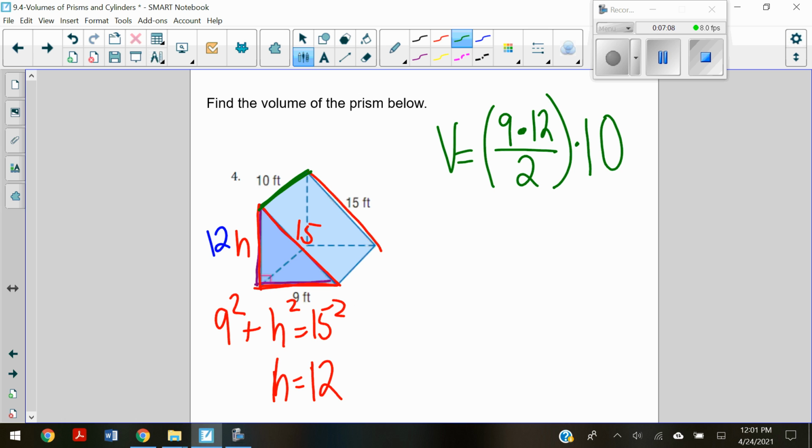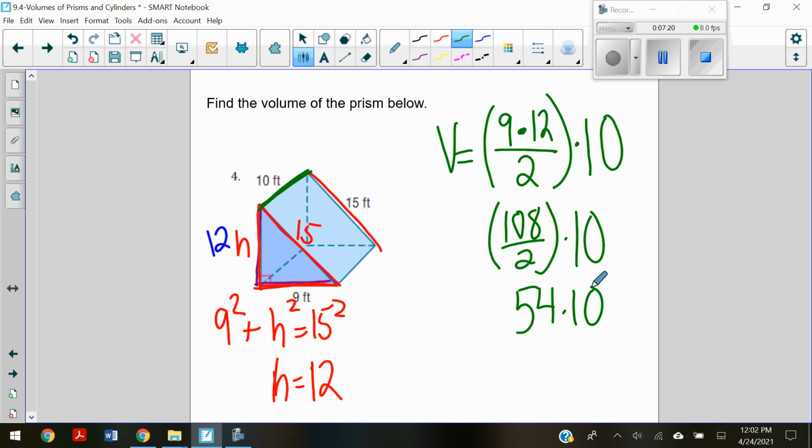Take 9 times 12, we get 108, and then we're going to divide that by 2, and you get 54. And then I want you to times that by 10, and we get 540 feet cubed.